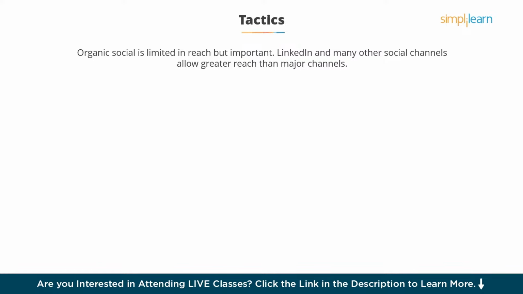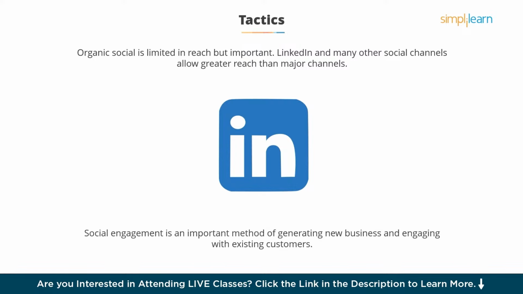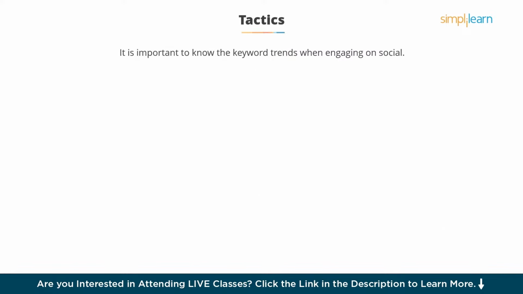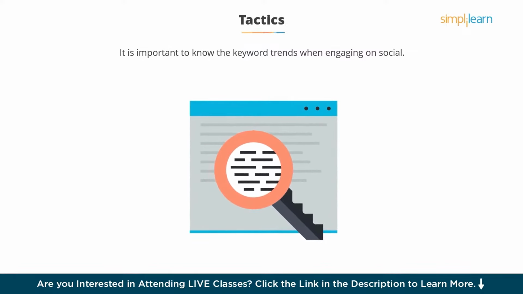One example, LinkedIn, is a vital lifeline for B2B businesses, and many other social channels allow greater organic reach than the major channels. Either way, social engagement is an important method of generating new business and engaging with existing customers. It's just as important to know the keyword trends when engaging on social, as it gives you the edge in planning and posting the right content at the right time.